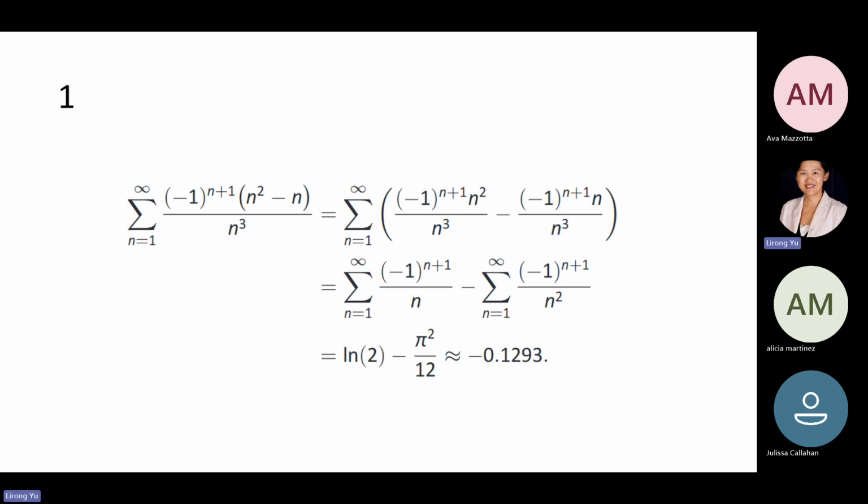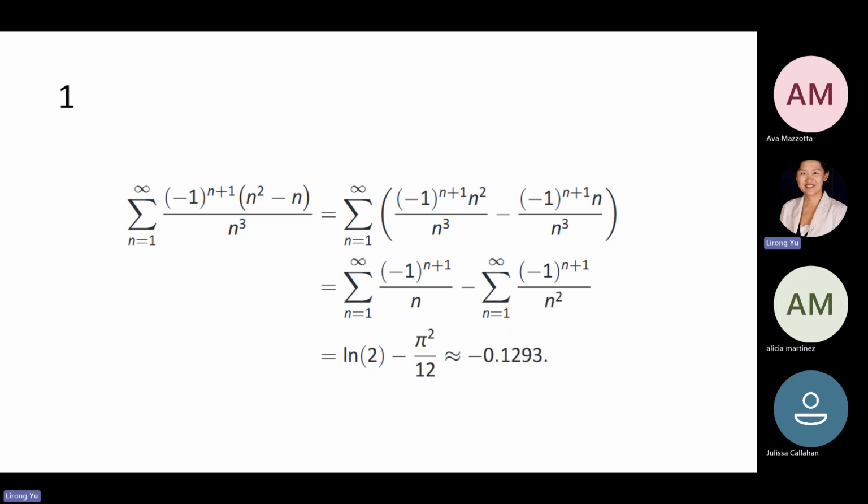For example, in the first fraction, n squared cancels with the n cubed, and you have 1 over n left. So that is an alternating harmonic series. On the other hand, in the second one, the n cancels with the n cubed, so we have 1 over n squared left. Both of these two are special series that we have. This one is the alternating harmonic series, and it converges to the natural log of 2. Now this one is an alternating 1 over n squared series. It converges to pi squared over 12. So all we have to do is apply the value that we have in that special formula.